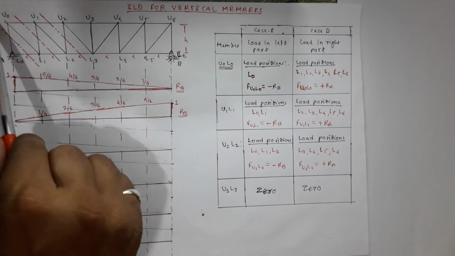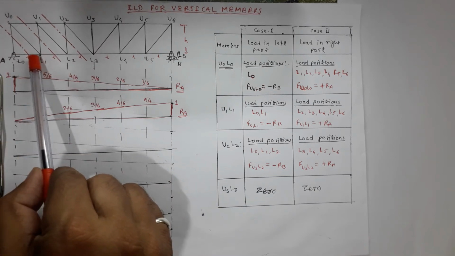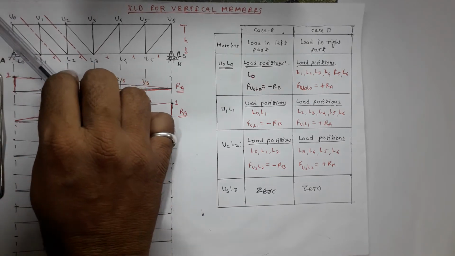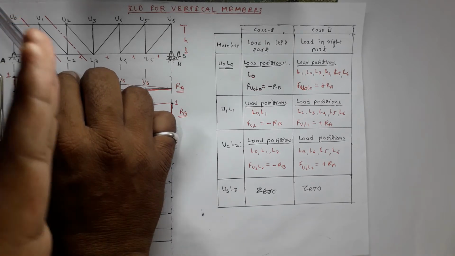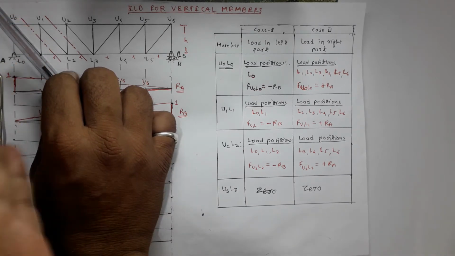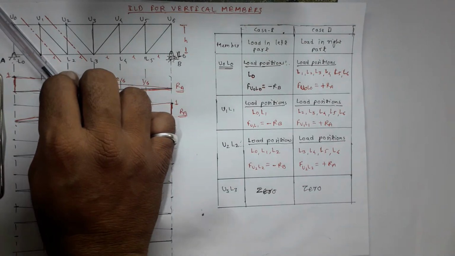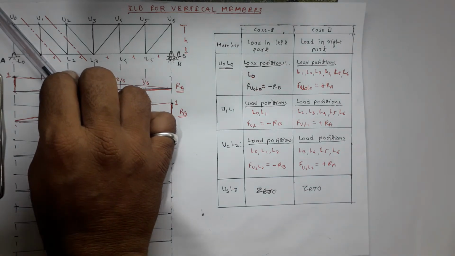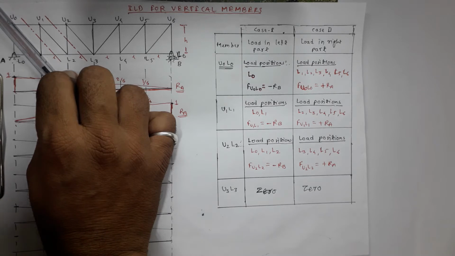So this section divides the truss into two parts. One part is to the left of this section, another is to the right of this section. So in the right part RB is there, in the left part RA is there.